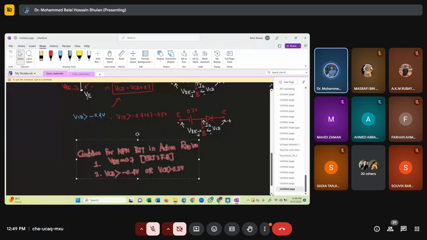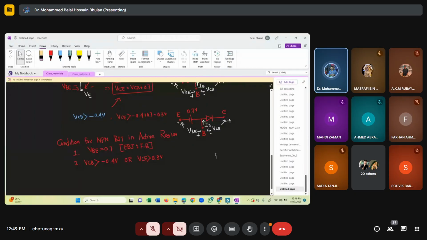For the BJT, the condition for an NPN BJT in active region, first of all, emitter to base junction must be forward biased. Therefore, VB is equal to 0.7 volt. And then VCB must be greater than minus 0.4 volt, or VC must be greater than 0.3 volt. So these are the conditions. You need to satisfy condition 1 first. Once the first condition is satisfied, then if either VCB is greater than minus 0.4 volt or VC is greater than 0.3 volt, you can say the BJT is operating in active region.